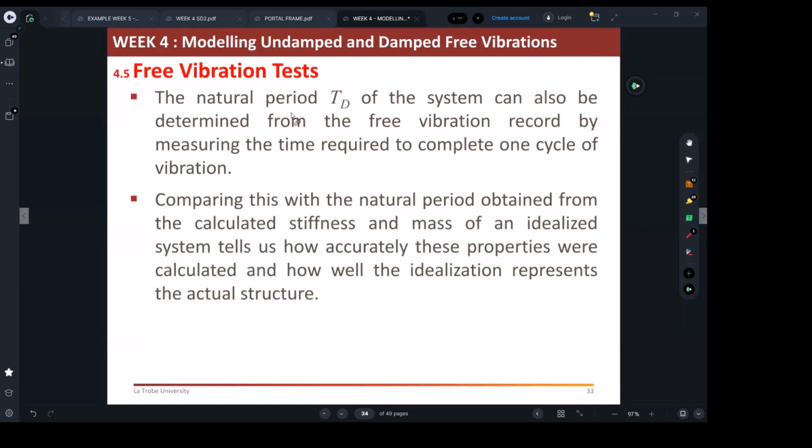Okay, so from there, we can determine the damped time period. And basically, then you can compare what you calculated with the original calculated stiffness and then make a judgment whether it's safe or not safe.